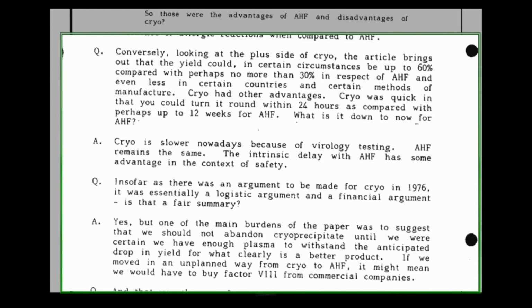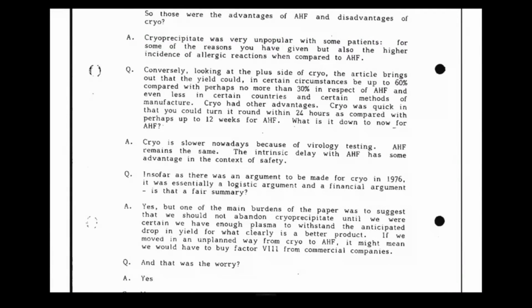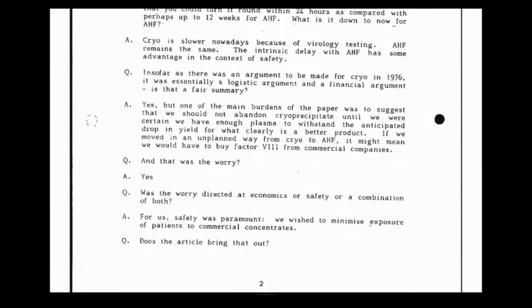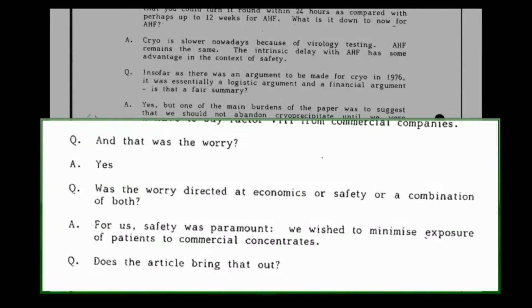But one of the main burdens of the paper was to suggest that we should not abandon cryoprecipitate until we were certain we have enough plasma to withstand the anticipated drop in yield for what clearly is a better product. If we moved in an unplanned way from cryo to AHF, it might mean we would have to buy factor VIII from commercial companies. Question, and that was the worry? Answer, yes. Question, was the worry directed at economics or safety or a combination of both?